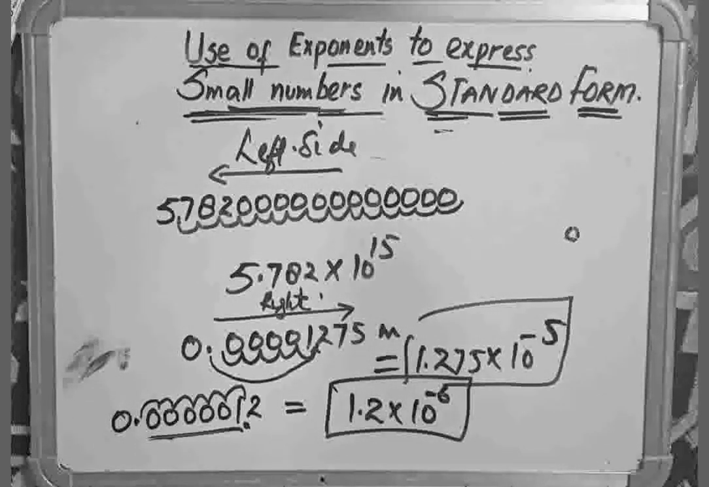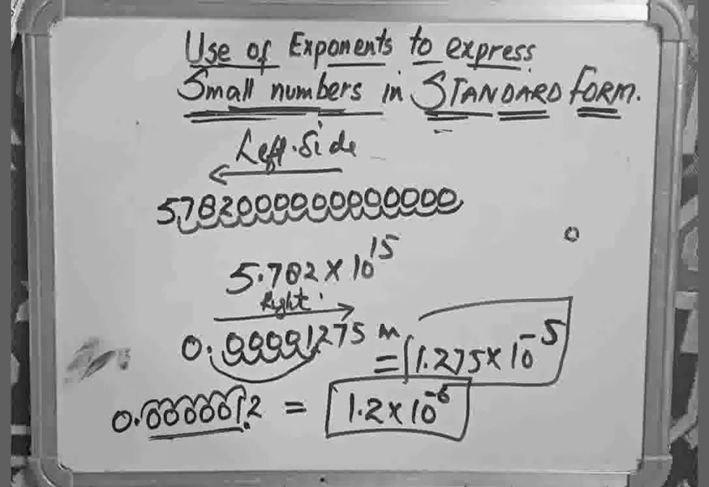By converting small numbers or very large numbers, which are very difficult to communicate, pronounce and read, they must be converted into standard form. So this is how we convert large numbers and smaller numbers into their standard form.